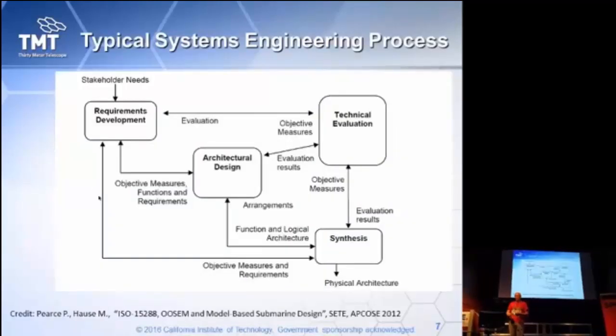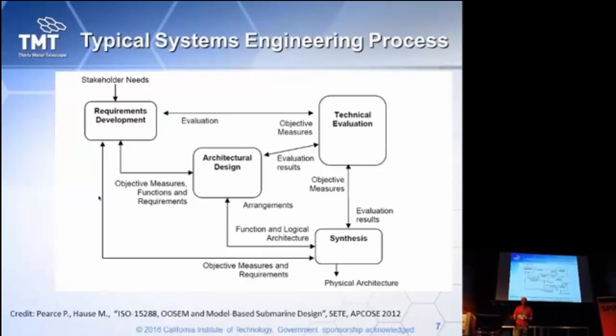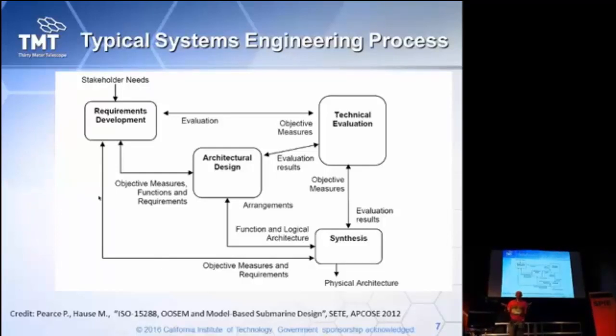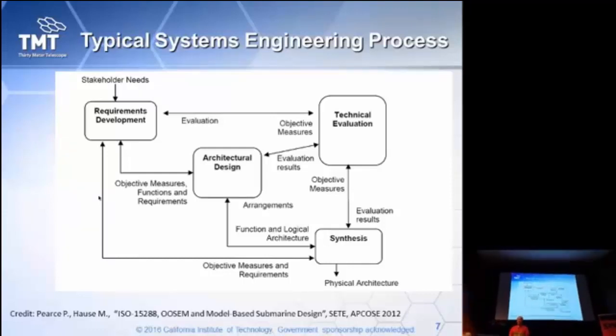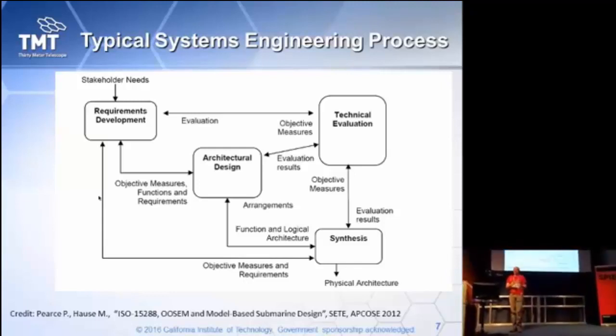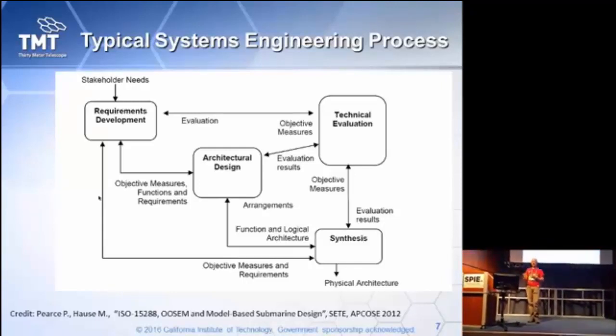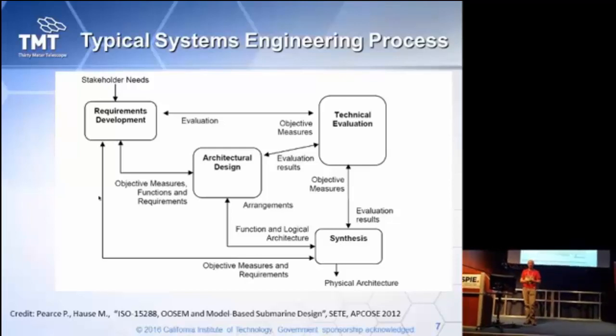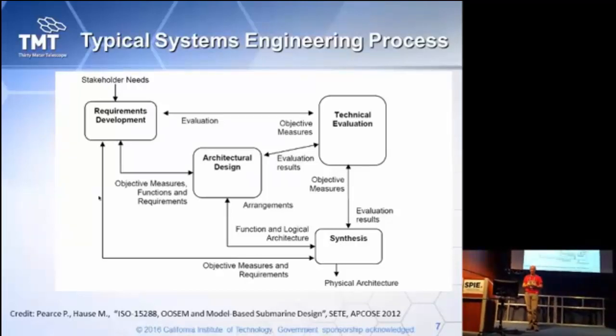So from a system engineering process point of view, as it's, for example, defined by the ISO 15288 standard, you will typically start as a system engineer to look at the stakeholder needs, to develop the requirements from them. You will come up with some architectural design based on some objective measures and requirements and functions. You do some trades and also some technical evaluation to come up with some logical architecture, synthesize this logical architecture or functional architecture into some physical architecture.